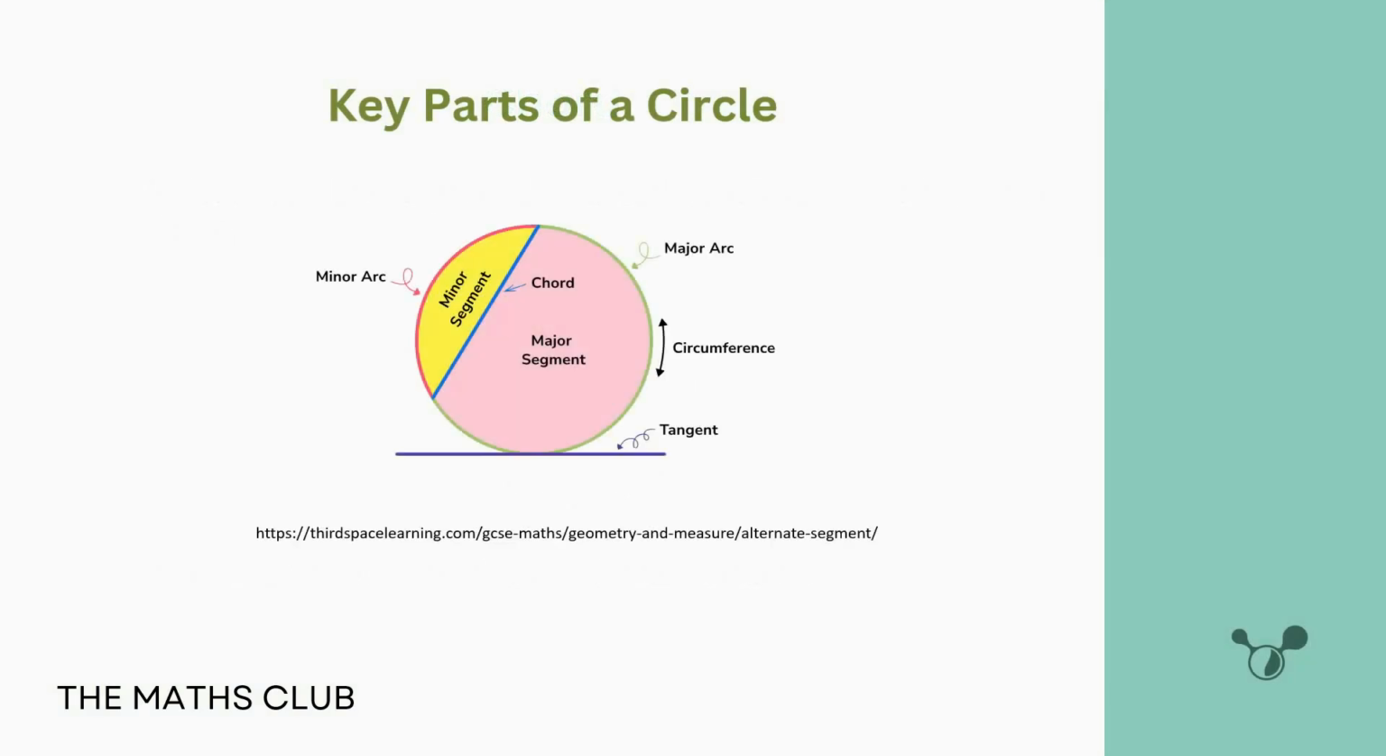Key parts of a circle. So look at this. This is a chord, right? You see that this part is bigger than this part. So this smaller part is the minor segment, and this bigger part is the major segment. If I do like this and I do the curve here, that is the major segment. And if I do like this and I do the small curve here, this is the minor segment. And because this is the minor segment, this part here is the minor arc, and this part here is the major arc.